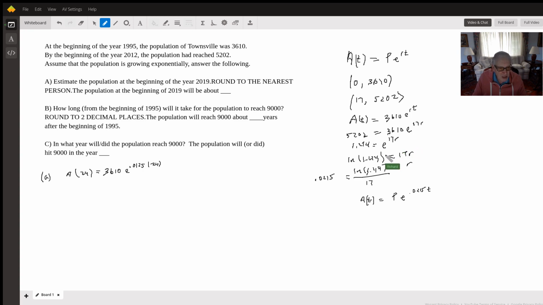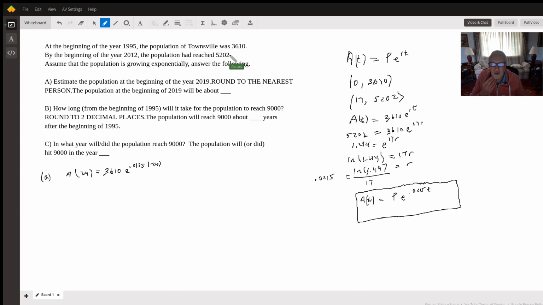Anyway, so for R, we get 0.0215, and so this is our equation, our model for the amount of people after T years have elapsed from the starting time, which was the beginning of 1995. So now we have the model to use, and we're going to apply it and answer the question.